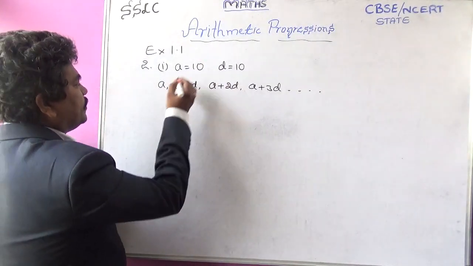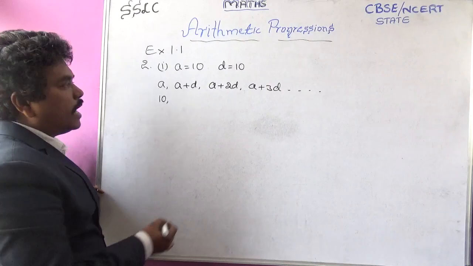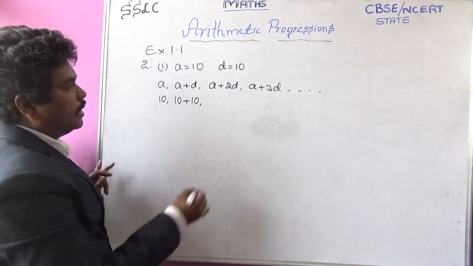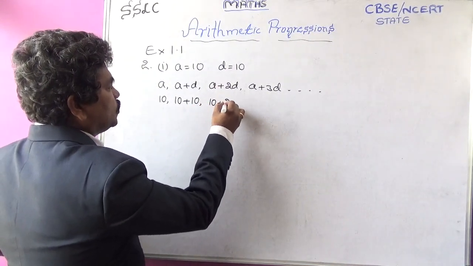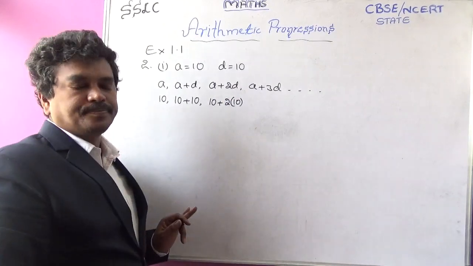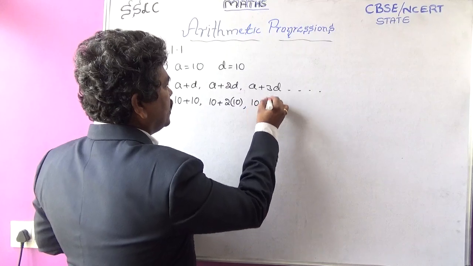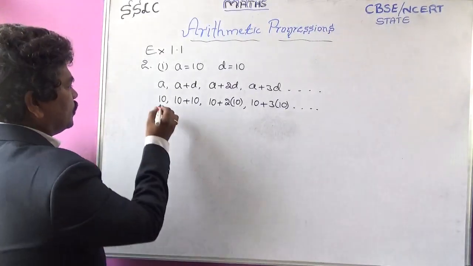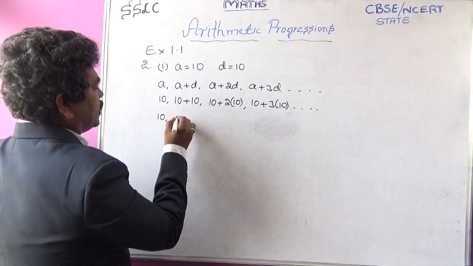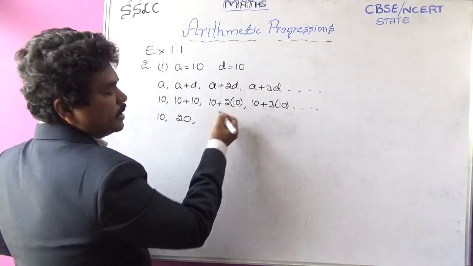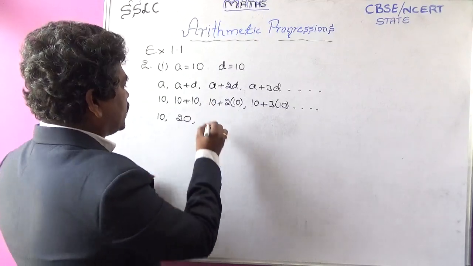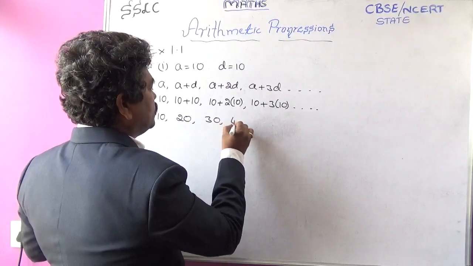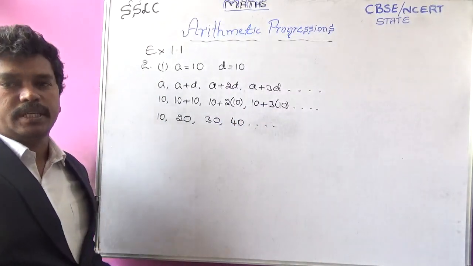Here the value of A, you write 10 as it is. Then A is 10 plus the value of D, which is also 10. Then A is 10 plus 2 into D, which is 10, and then A is 10 plus 3 into D, which is 10, and so on. So 10 plus 10 is 20, and 2 into 10 is 20, 20 plus 10 gives you 30, and 3 into 10 is 30, 30 plus 10 is equal to 40.